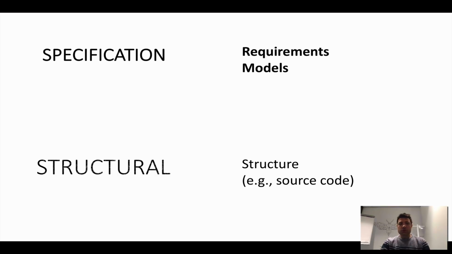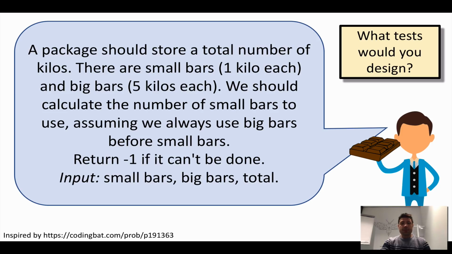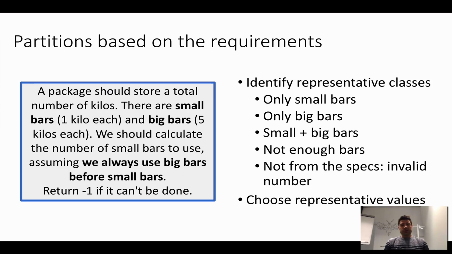In this video, we're going to focus on specification-based testing, right? And I gave you a problem. We're working for this chocolate factory, and we need to calculate the number of packages we should produce for a given number of kilos of chocolate we need to produce. So read the requirement. Then what we try to do is, based on these requirements, come up with representative classes or different partitions in that requirement that need to be tested, right? For example, I can see that I have some keywords in there like small bars, big bars. I always use one before the other. This gives me insights on what to test.